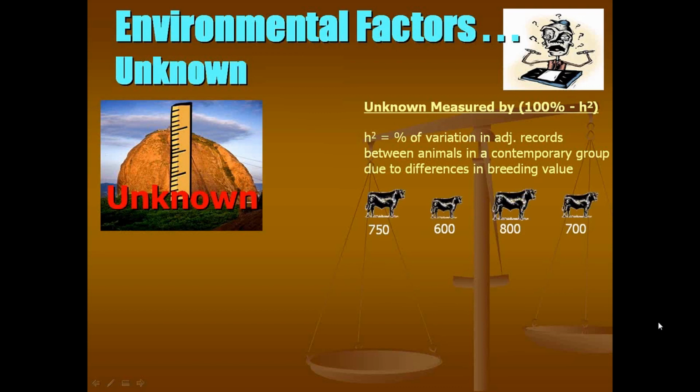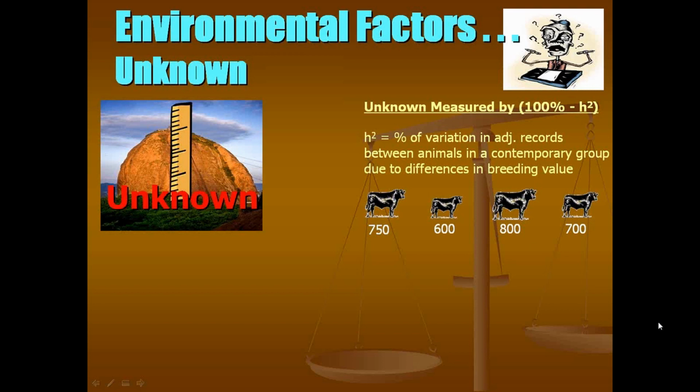Let's say we've got a contemporary group here. We've got 4 bulls in this contemporary group. We've got a big one that's 800 pounds. We've got a little one that's 600, and the other 2 are in the middle. Okay? So we've already adjusted them for age, age of dam, and heterosis level, and they're in the same contemporary group.